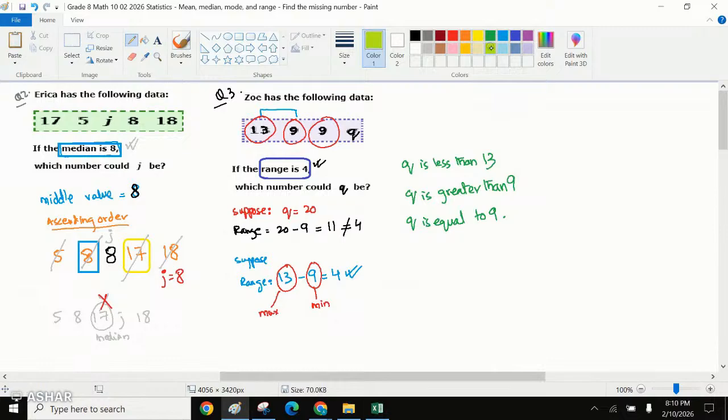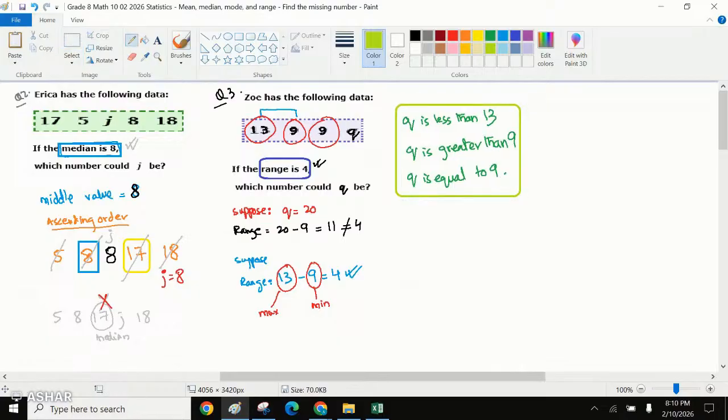Why are these conditions? Let's discuss these conditions over here. If Q is less than 13, then the maximum number cannot be replaced by Q. Agreed? And if Q is 9, right? So we can still say range. If we say Q was 9, right? So we can say 13 minus the smallest, still 9. That is, the range is 4. Agreed? For the numbers given, that is 9, 9, 9, and 13. These 4 numbers were there.